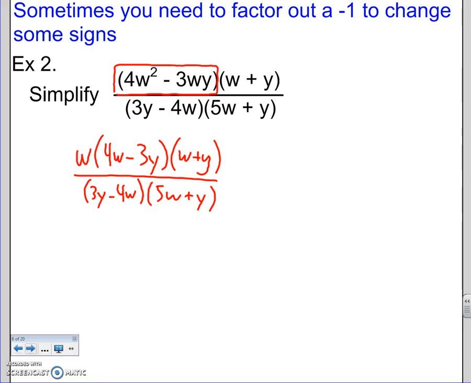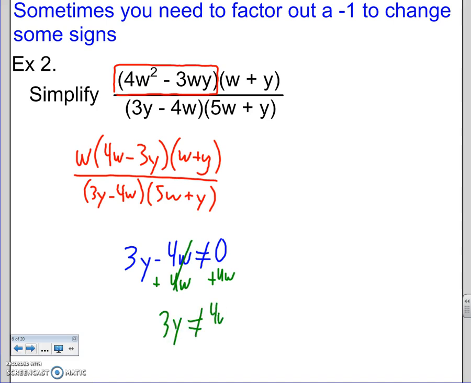We find the restrictions next. So we set each thing on the bottom not equal to 0. Now these have multiple letters. So if it's multiple letters, it's going to have a kind of different restriction. It's going to be equal to a different letter. So I'm going to solve for y. I'm going to add 4w to both sides. So 3y cannot be equal to 4w. Divide by 3. My first restriction is y cannot be equal to 4w over 3.